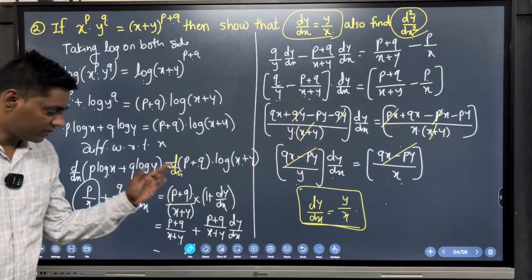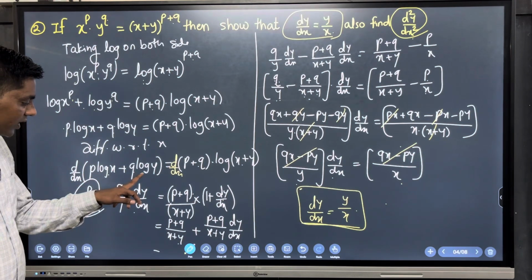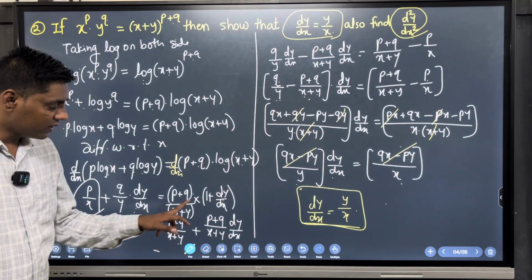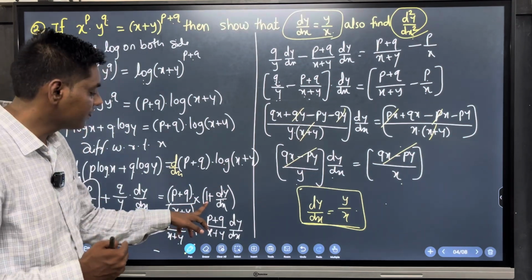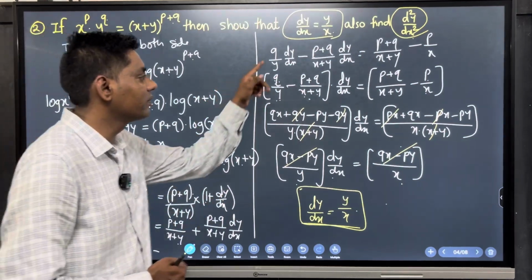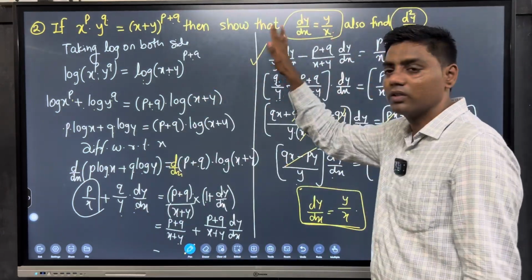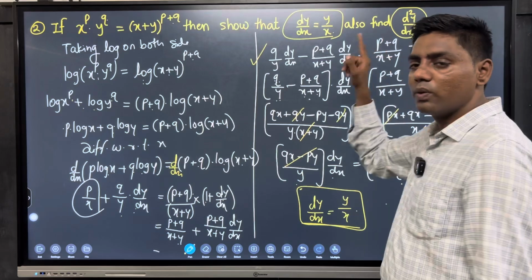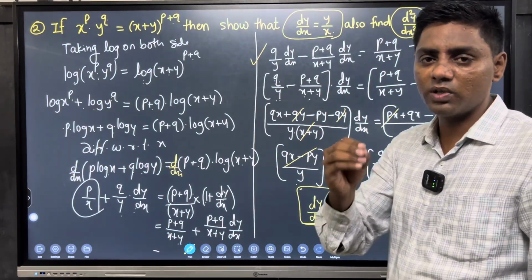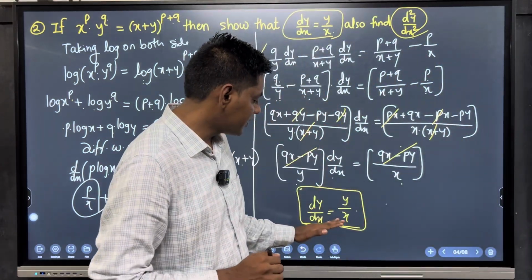After applying d by dx on both sides, now it is simple. We take the derivative of log x, which is 1 upon x, and log y, whose derivative is 1 upon y dy by dx, and the derivative of the log term divided. Again take the derivative of x plus y, that is 1 plus dy by dx, and make the bracket expansion. After the bracket expansion we write all terms of dy by dx on the left hand side and non-dy by dx terms on the right hand side. Then performing cross multiplication, we get the final answer, and this is our answer.